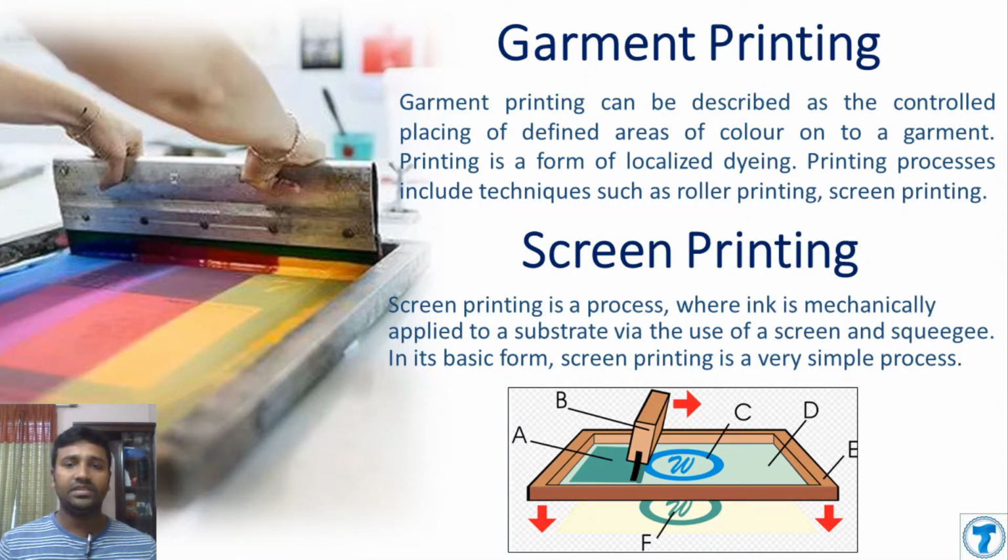In the screen printing, A is the printing paste, B is the squeezer, C is the design, D is the mesh, and E is the frame of the screen. When we apply the printing paste A with the squeezer B and pass it through the C design, then the design will show like F on the garment. So this is the very simple process of screen printing.